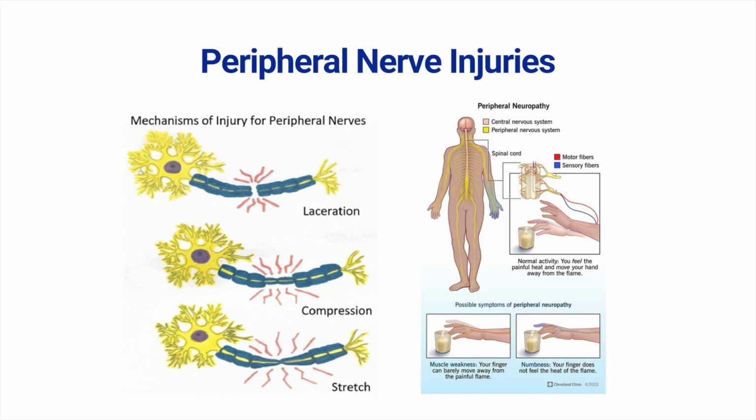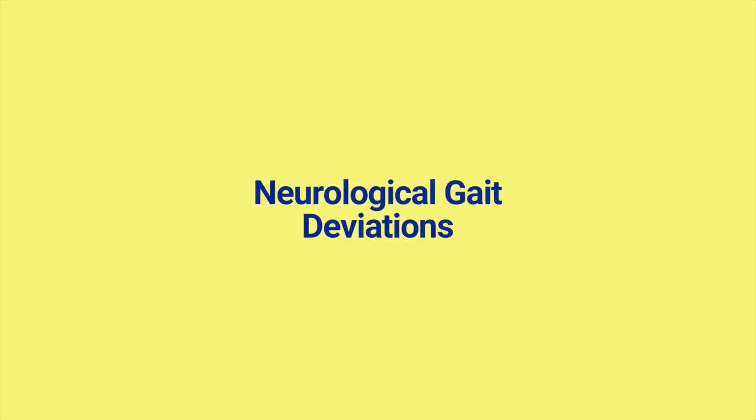Alright, so far we have discussed various neurological conditions in both children and adults, such as cerebral palsy, stroke, spinal cord injury, and peripheral nerve injuries. However, in orthotic practice, we do not design orthoses based on the medical diagnosis alone. Instead, we focus on how the neurological condition affects movement, particularly gait.